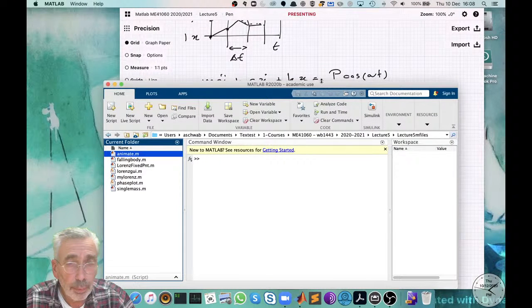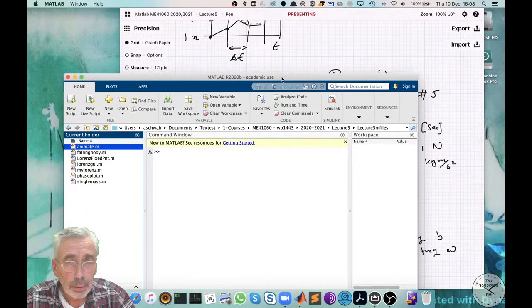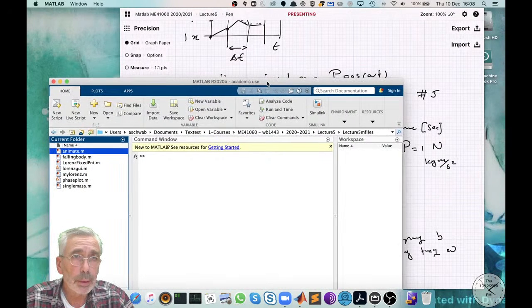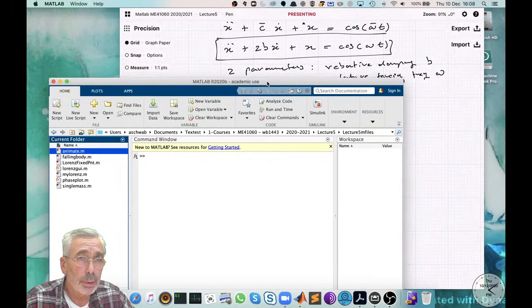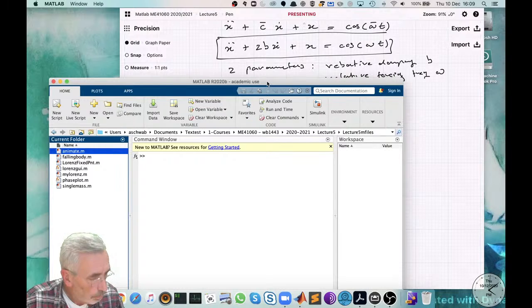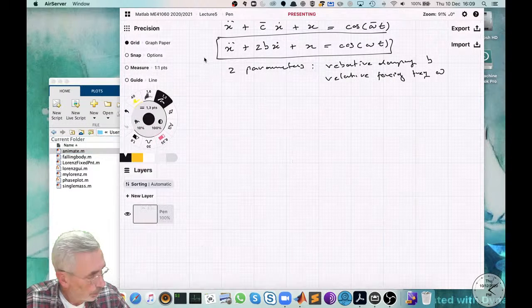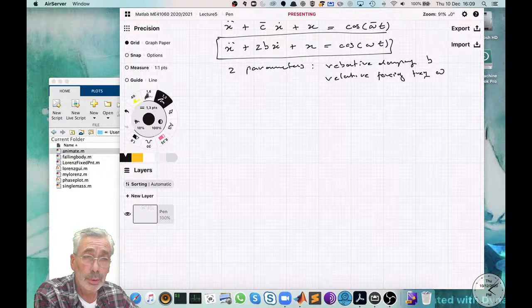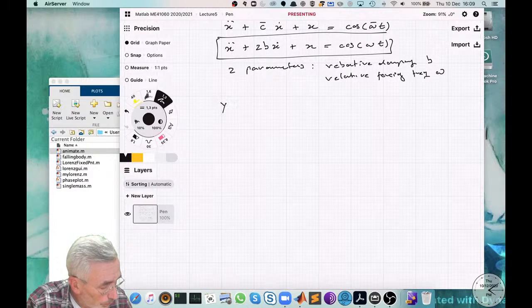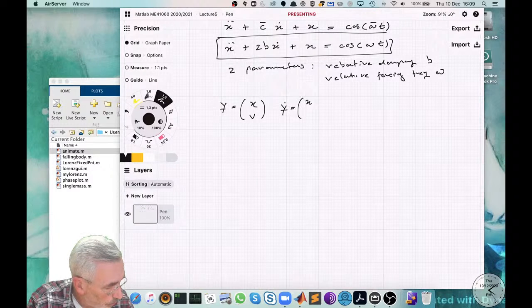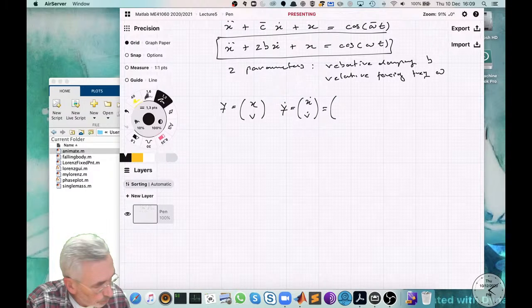Here's my Matlab. Let's scroll this so that my equation is on top of this. Maybe before we start with this, we should rewrite this into first order form, because that is the way we need it in our system. So again, our vector of variables is now the position x and the velocity v, and then y dot is of course this vector x dot, v dot, and that equals, well, what does it equal?